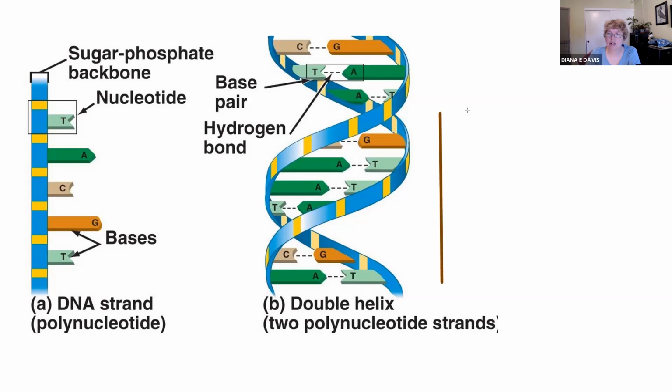So I'm drawing over here a strand of DNA that is not forming a helix, so that it's been straightened out. See how it looks kind of like a ladder? So the sides of the ladder are made up of the sugars and phosphates.